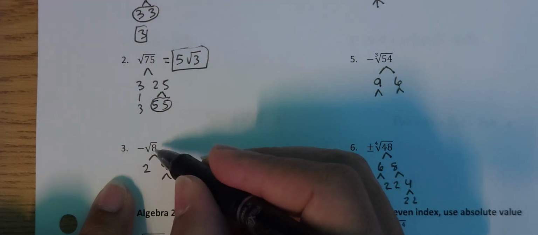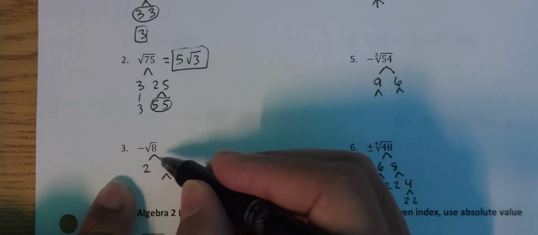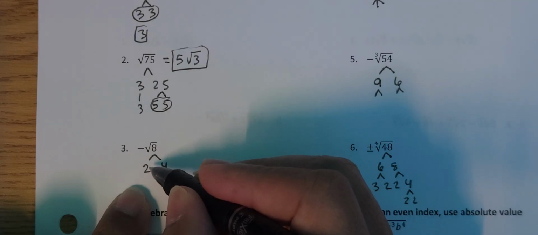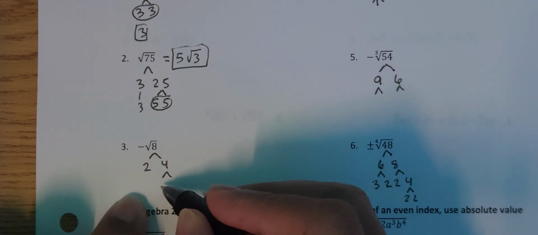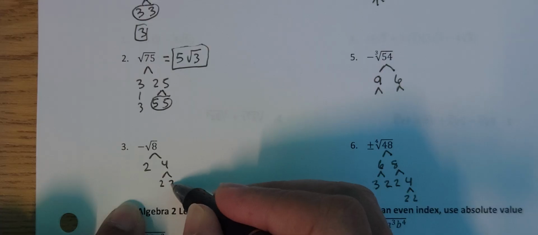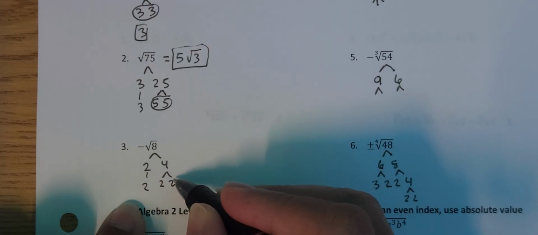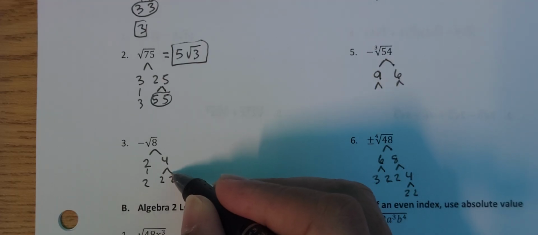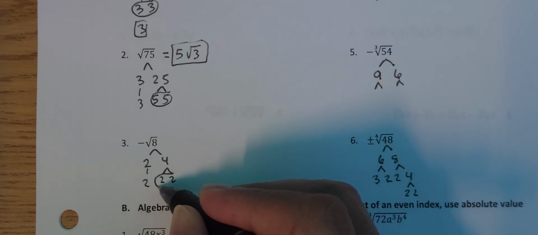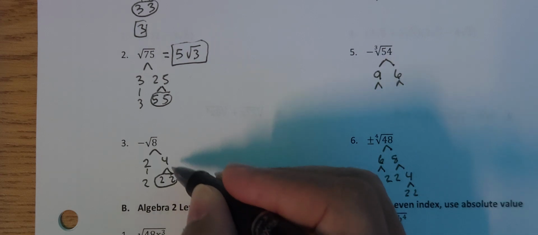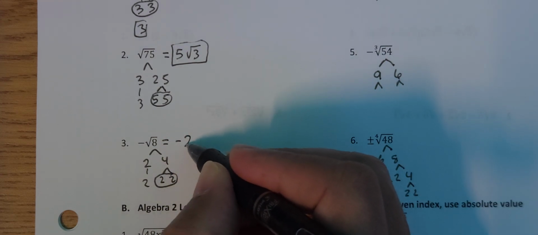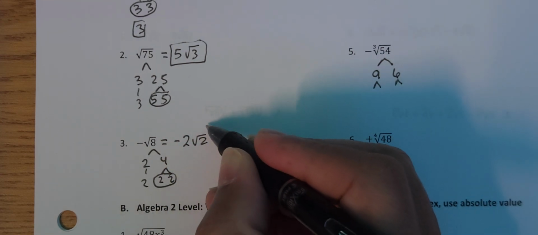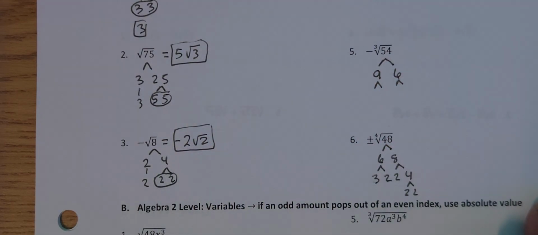Number 3, the square root of, notice this one has a negative in front of it. So the square root of 8, I'm decomposing that as 2 times 4, but 4 is not prime because 4 is 2 times 2. So the prime numbers that you multiply to get 8 are 2 times 2 times 2. The point is we have a 2 coming out because we have two of them. So keep the negative, the 2 comes out, and this 2 stays inside. So that's the simplest answer for that problem.